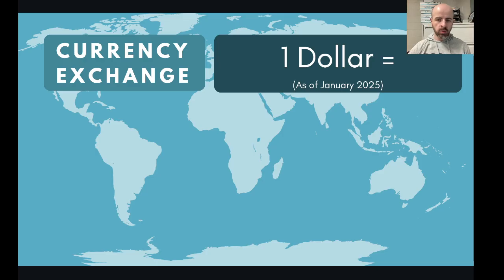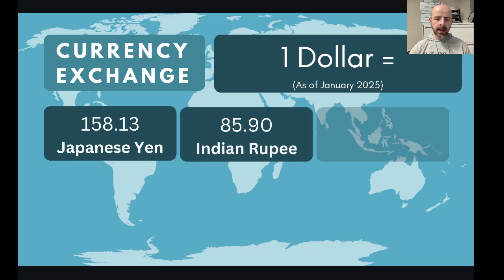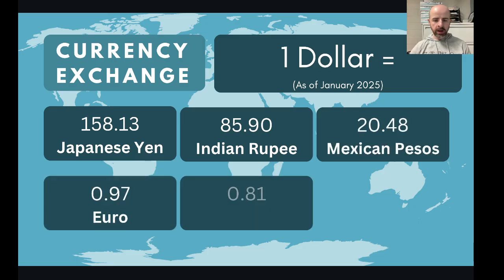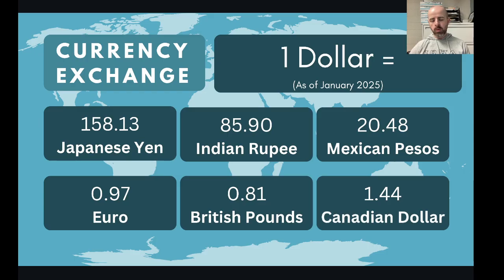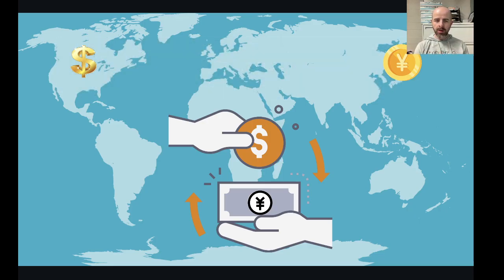the currency exchange rate. So $1 is 158 yen in Japan, 185 rupees, 20 pesos, 0.97 euros, 0.81 British pounds, 1.5 Canadian dollars, rounding, of course. What does that mean? Well, it means this. If I go to Japan and I give the bank $1, the bank will give me back 158 yen. Now that may sound like, yay, I turned $1 into 158 yen, but that's not actually how it works.